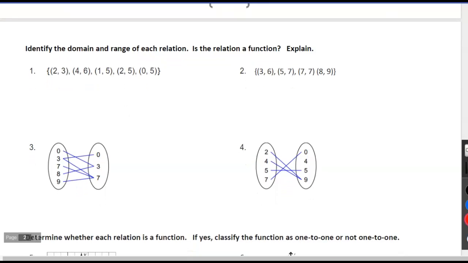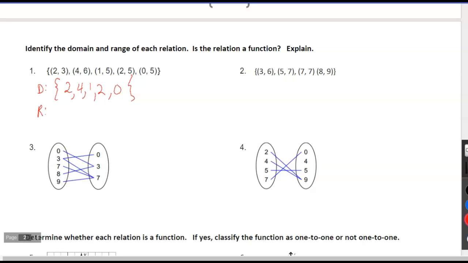It says identify the domain and range of each function. So we talked about set notation. So we can do our domain and range. And this bracket is actually on your keyboard if you're looking at your computer. It's above the enter key. So I just make a list. What are my possible x values? And I just write them down in the order that I see them. 2, 4, 1, 2, and 0.